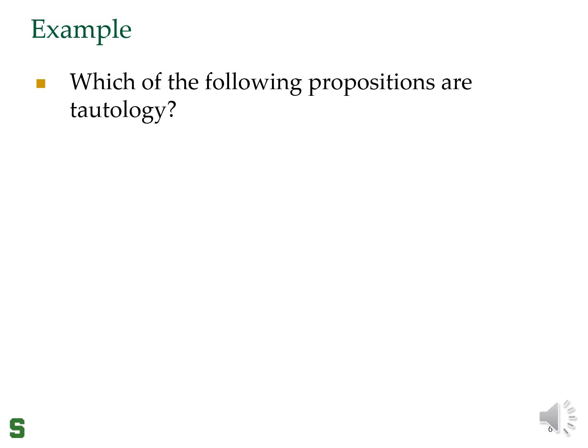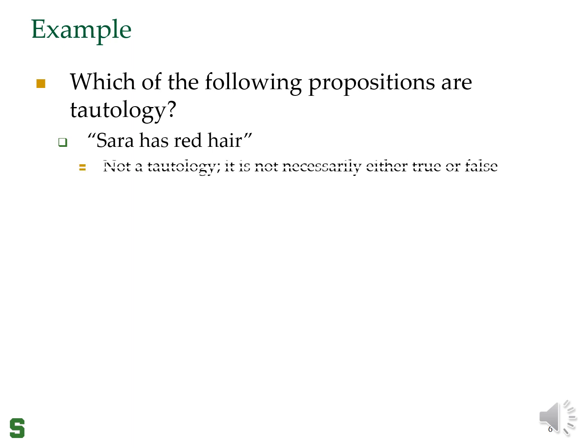Let's look at a few examples of well-formed propositions and tautologies. Let's see which of these is a tautology. Let's say I say the proposition "Sarah has red hair." Well, we don't know who Sarah is or whether she has red hair or not. So this is not a tautology. It could be true, it could be false. We are assuming here that we are talking about a specific person named Sarah.